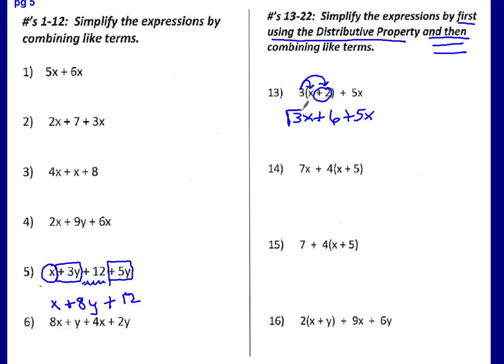My first term is 3x. I'll put a square around it, and I'll square all of my other x terms. Here's a 5x, so 3x plus 5x makes 8x's. And then I have the constant of a positive 6. There are no other constants, so I just bring it down. So my final simplified expression is 8x plus 6.